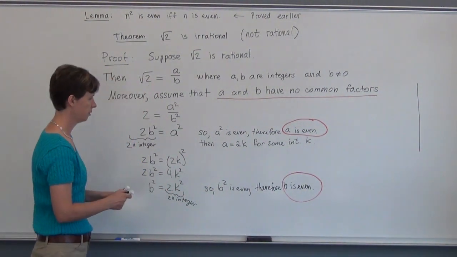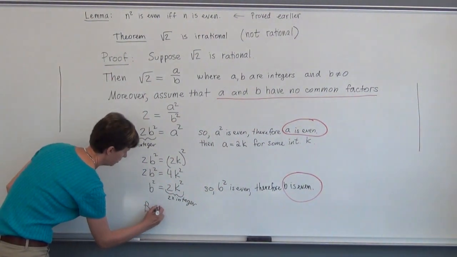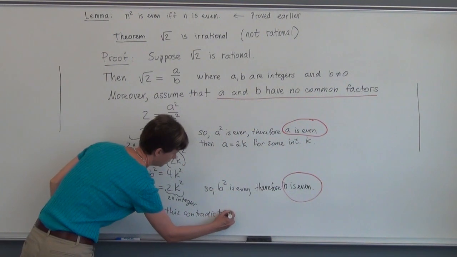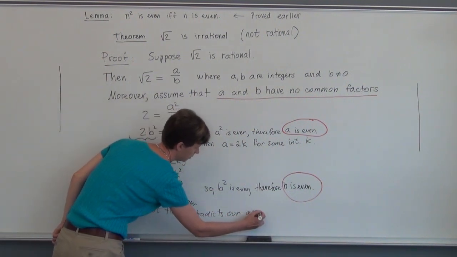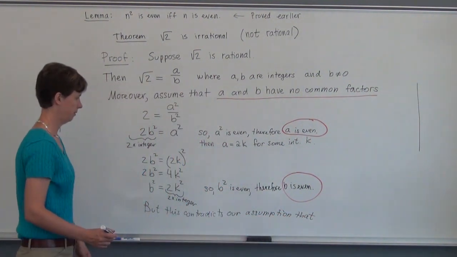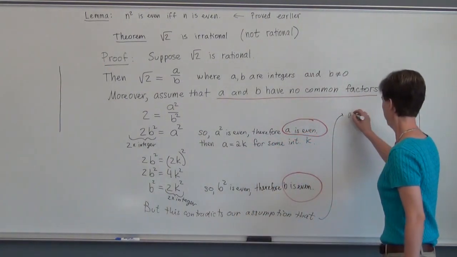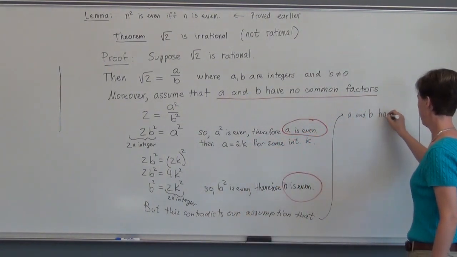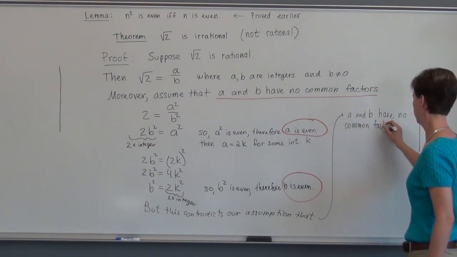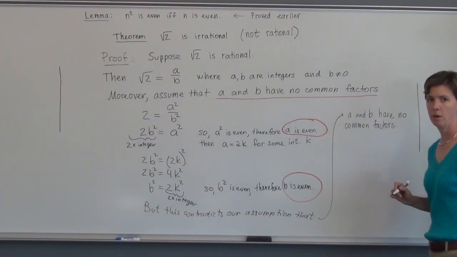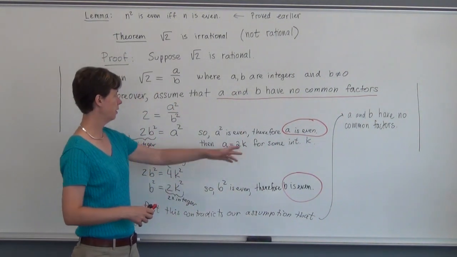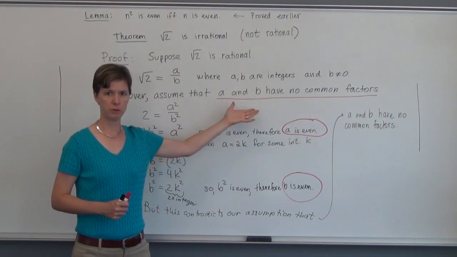So let's report this. But this contradicts our assumption that a and b have no common factors. So in this particular situation, we're done because we contradicted one of our initial claims, our assumption.